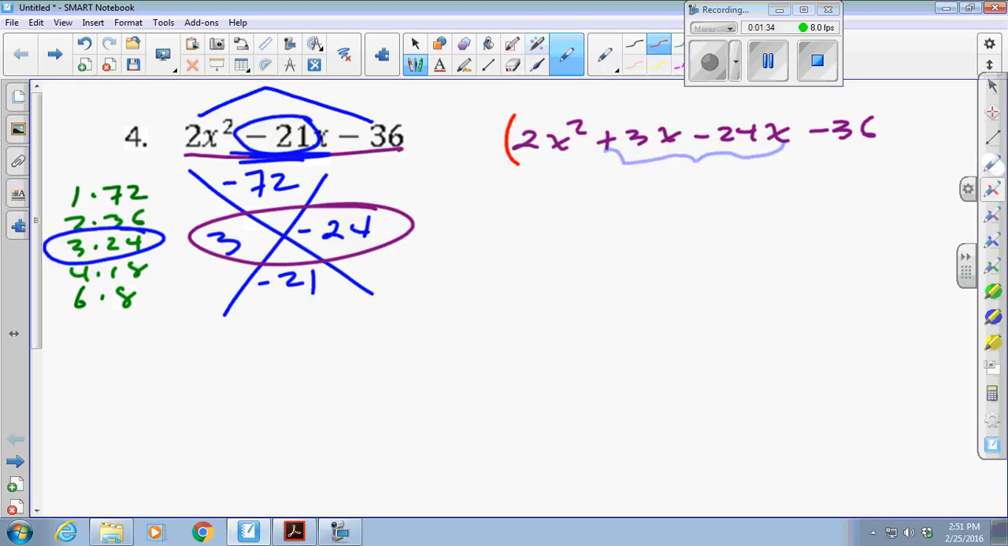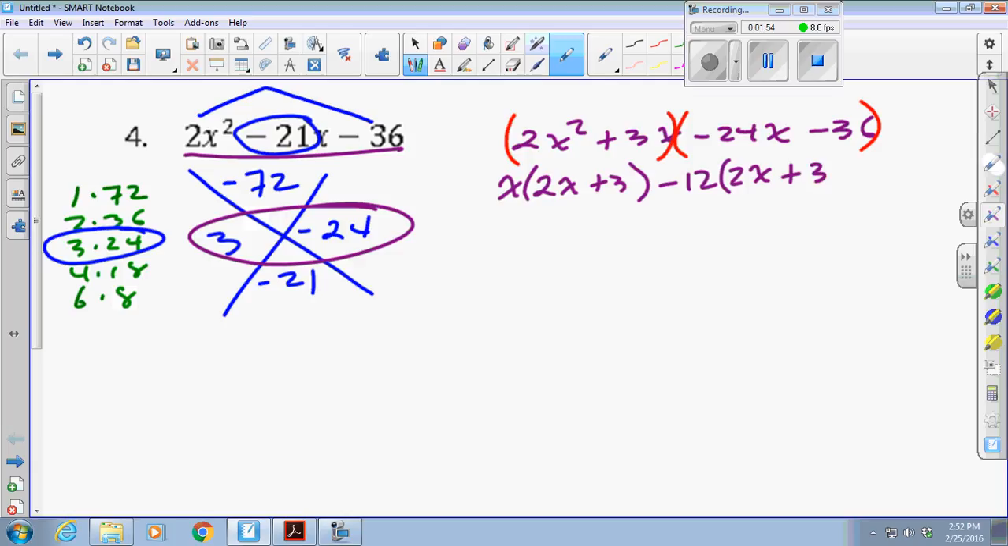With that, group it as follows. Just take the first two terms and the last two terms and now factor out a common factor. We can pull an x out of the first term. That leaves a 2x plus 3. We can factor out a negative 12. That's going to leave a 2x plus 3. When you factor out a negative, everything goes positive.